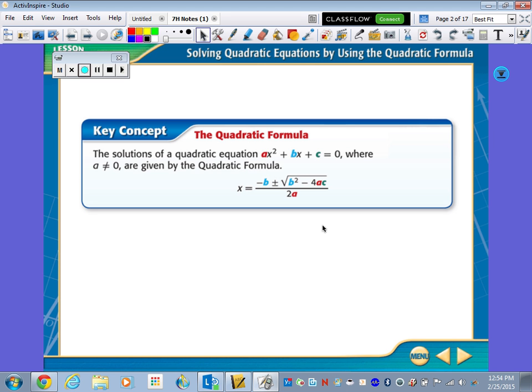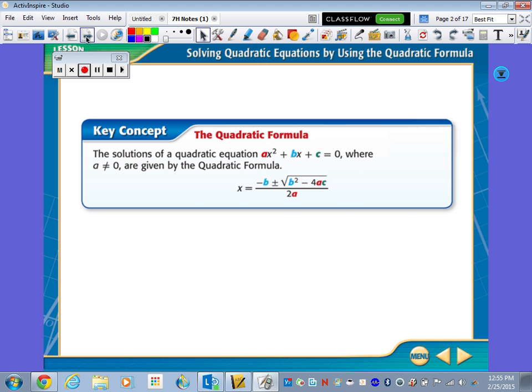Now, please keep in mind that while not every quadratic can be factored, they can all be solved, and that's where the quadratic formula comes in. It's x equals negative b plus or minus, because you get two answers, since it's possible for the graph to cross the x-axis twice. Remember, those are your zeros, your roots, your solutions. So negative b plus or minus the square root of b squared minus 4ac, and the entire thing is over 2a. And again, the a, b, and c all just come from here.